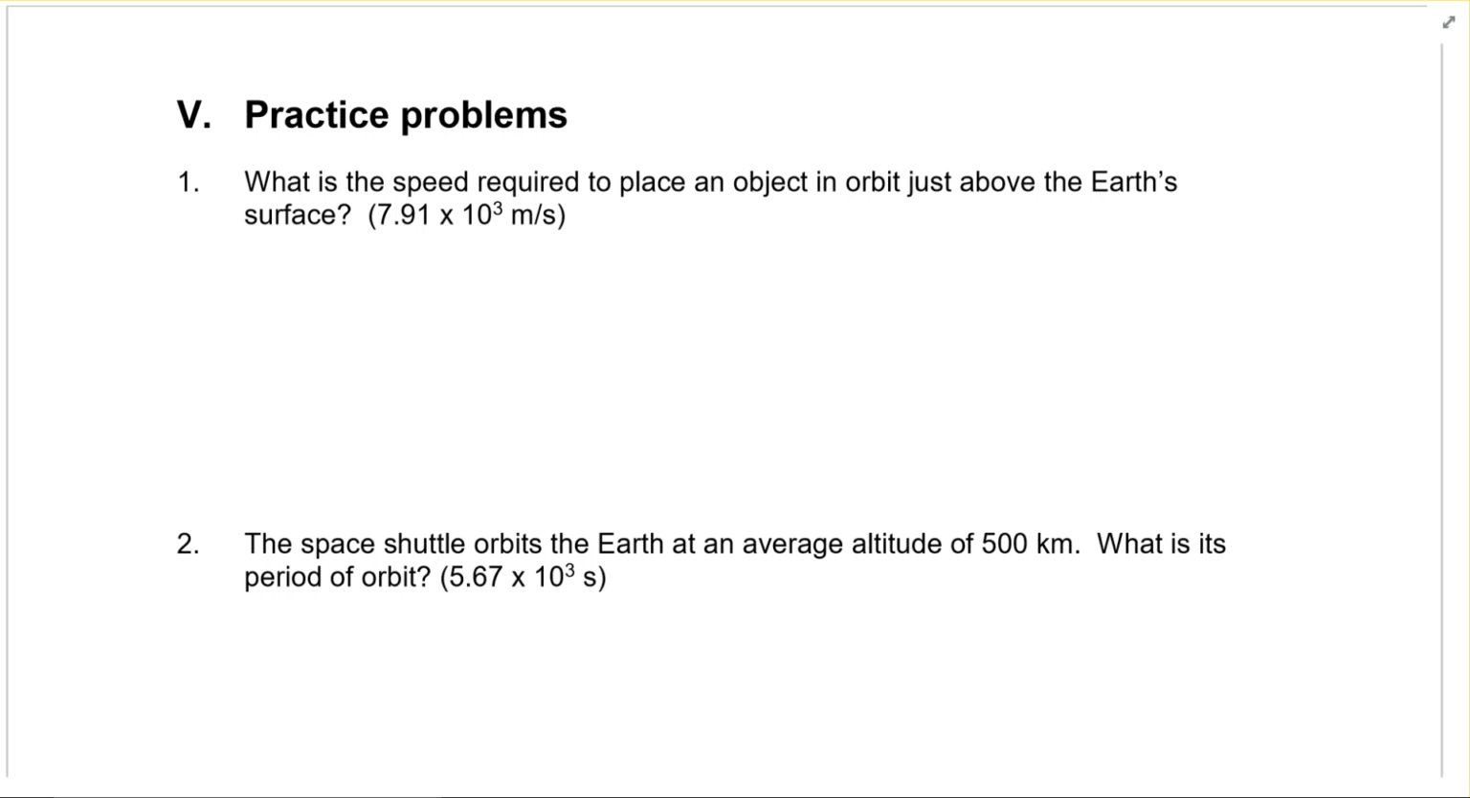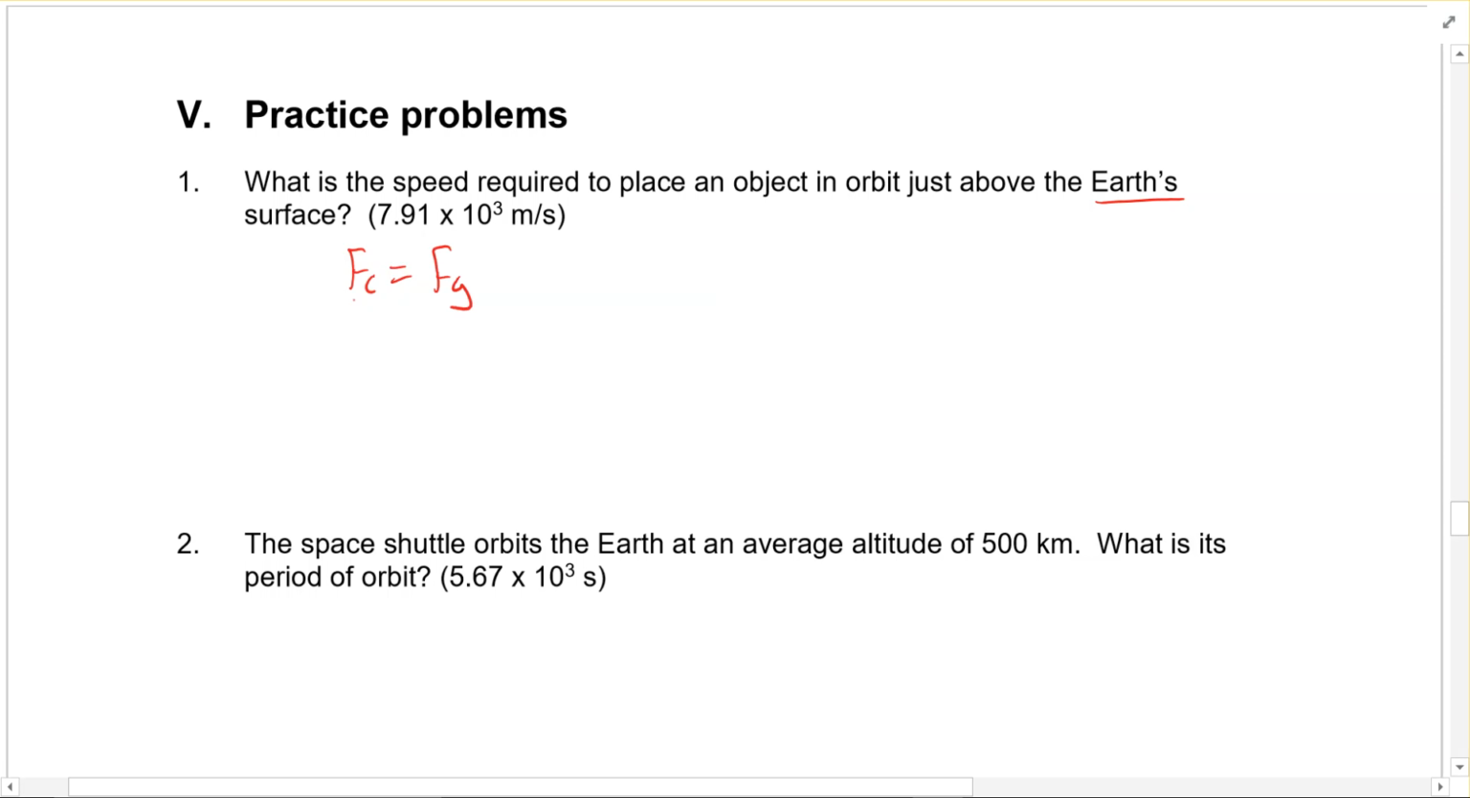Practice problems. All right, number one. What is the speed required to place an object in orbit just above the Earth's surface? So we're going to need Earth's radius, really. We're going to start off figuring out what we even need. They're all going to start off the same way. It's going to be saying FC is equal to FG, like that for every one of these, right?